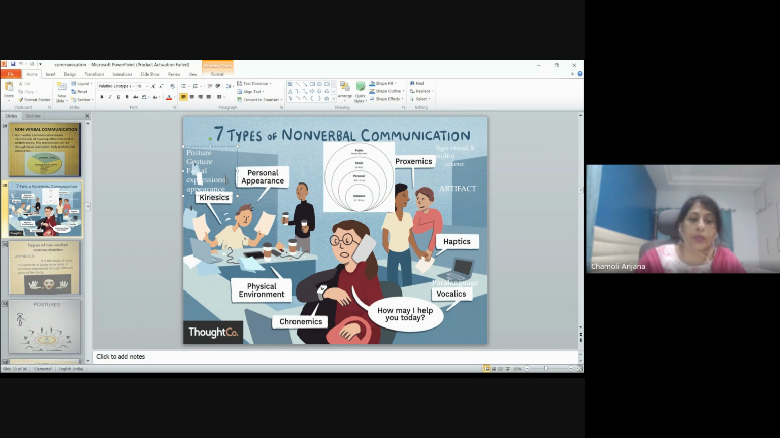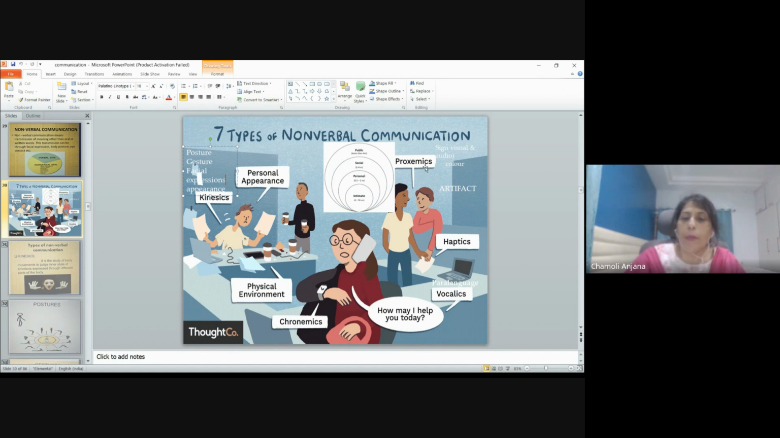Even your eye expressions, like if you are very angry, your eyebrows will come down like this, and if you are frowning, your eyebrows go up. So even your eyes and eyebrows, everything conveys messages. That is about kinesics. That means how you use the body parts to convey the messages.